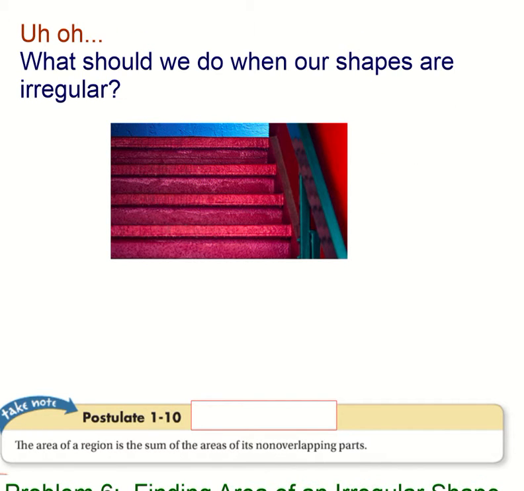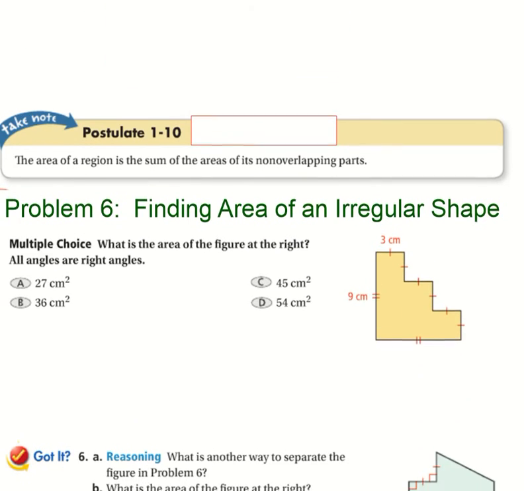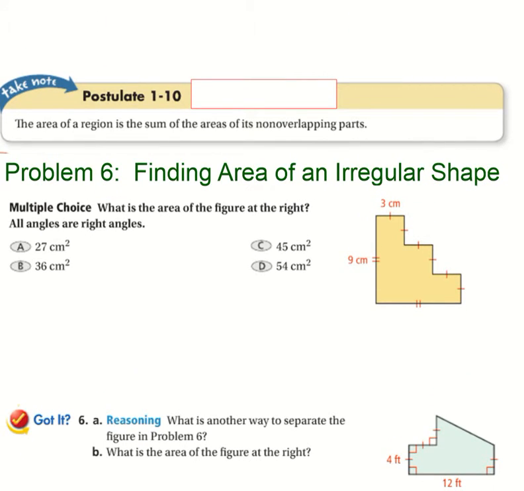The next thing we need to talk about is when we have shapes that are irregular. So these are shapes that are composed of other shapes. And so there's a postulate we're going to use. The postulate says the area addition postulate. If you have a region, the area of a region is the sum of the areas of its non-overlapping parts.